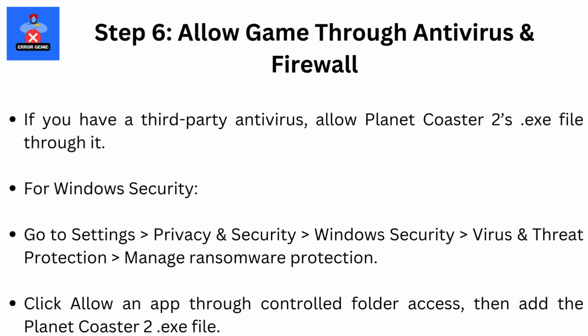Step 6. Allow game through antivirus and firewall. If you have a third-party antivirus, allow Planet Coaster 2's .exe file through it. For Windows Security, go to Settings, then Privacy and Security, then Windows Security, then Virus and Threat Protection, then Manage Ransomware Protection. Click Allow an app through controlled folder access, then add the Planet Coaster 2.exe file.